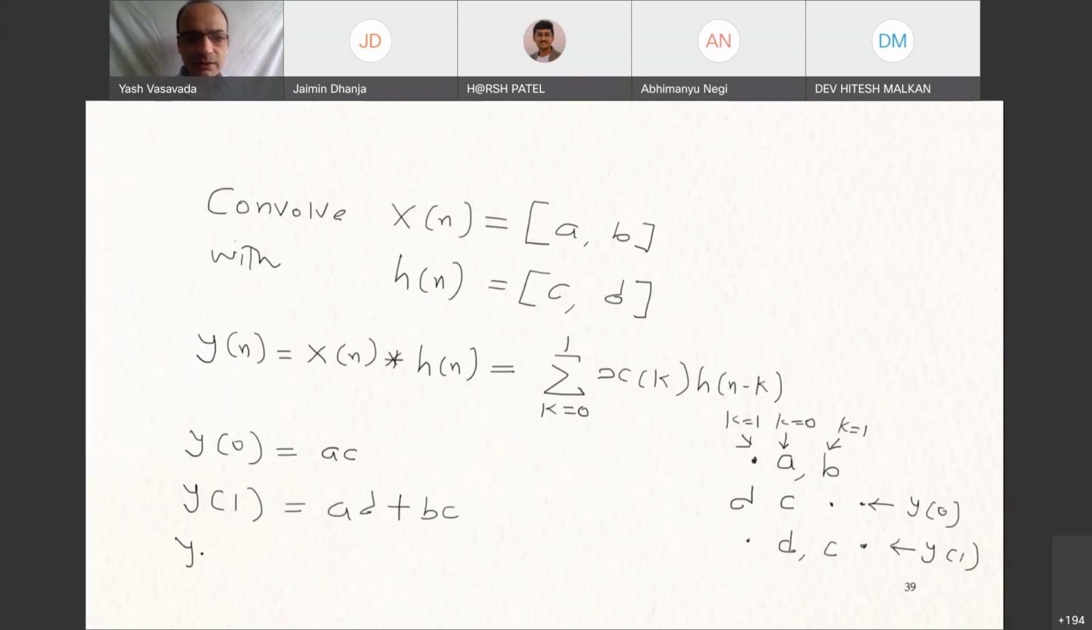And then finally y of 2, I move it one more time. So this becomes null, this becomes null. This is D and this is C. But then the only non-zero multiplier is B times D. And so now, therefore, sequence y of n is simply AC, that is the first element, AD plus BC, which is the second element, and BD is the last element.